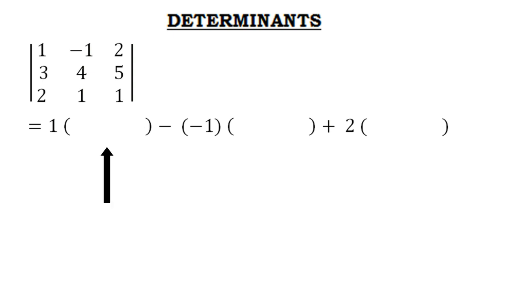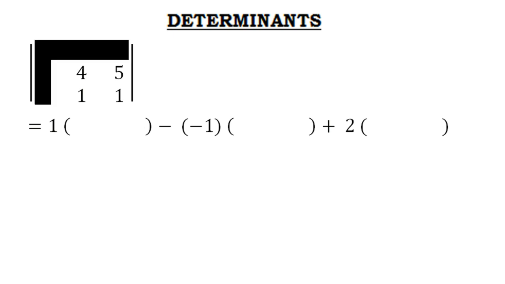To fill up the first bracket, take a look at the first number of the given determinant. This number is a part of this row and this column. If we cancel this row and this column, we end up getting a 2 by 2 determinant containing 4, 5, 1 and 1. So according to formula, the value of this 2 by 2 determinant will be 4 times 1 minus 1 times 5.